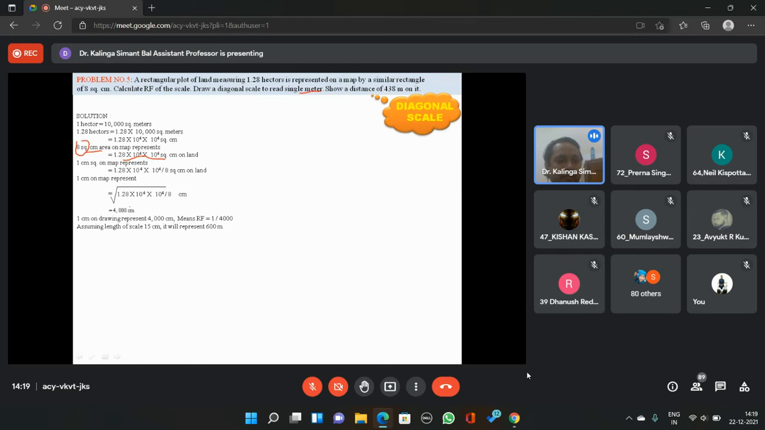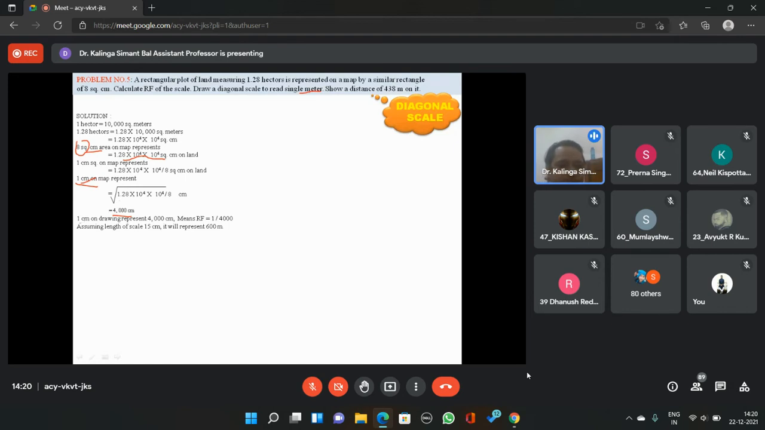So square root of this one, because now we have area, so square root of this one will be giving us the dimension, because always when we go for finding the representative fraction in anything, we do not go for the area, rather we go for the dimension, the single line dimension. So in this way, we square it out and find that 1 cm on the map will represent around 4,000 cm on the scale.